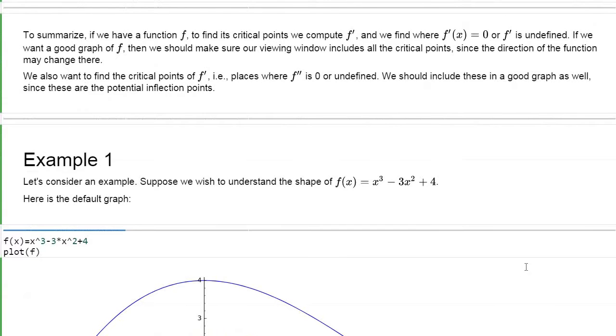Okay, so to summarize that. We're going to have a function f. We're trying to analyze it. We're going to compute its derivative. We're going to find out where the derivative is 0 or undefined. We're going to calculate the second derivative, and we'll find where the second derivative is 0 or undefined, and we'll make sure that all those x values and their corresponding y values are on the graph that we produce. Okay, so let's do an example.